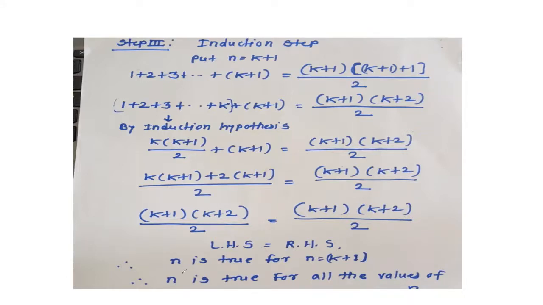That means S of n is true for n is equal to k plus 1. Therefore, we can say that S of n is true for all values of n, where n is all natural numbers. So stop here. In the next session, we'll see another example related to this mathematical induction.